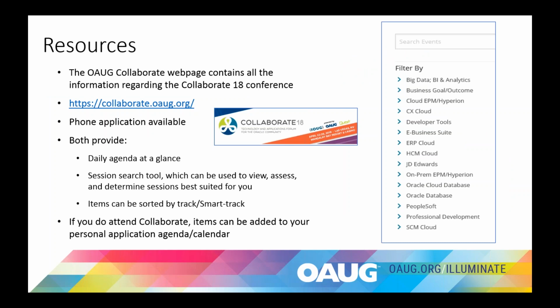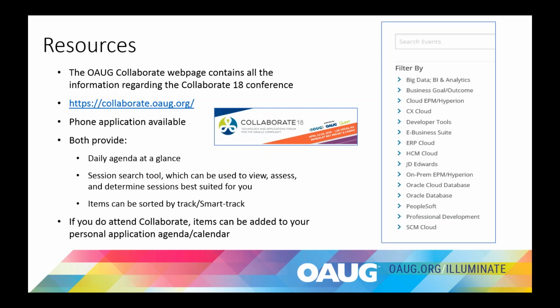Okay, so that highlights most of the events and the main session smart tracks. As far as resources for the conference, obviously if you're at all interested, you've probably already been to the Collaborate webpage. There's a phone application available that's easily downloadable. In both of these, whether it's the webpage or the phone application, it has some great concepts that allow you to get in ahead and understand what is available. It has a daily agenda at a glance and gives you some of the highlights of some of the large events like the opening and closing and the speakers.